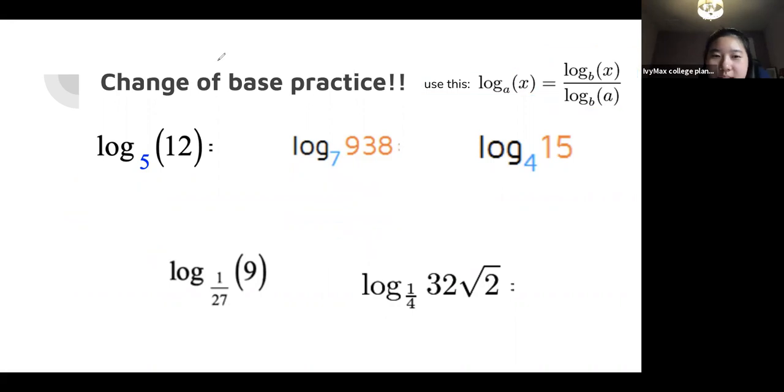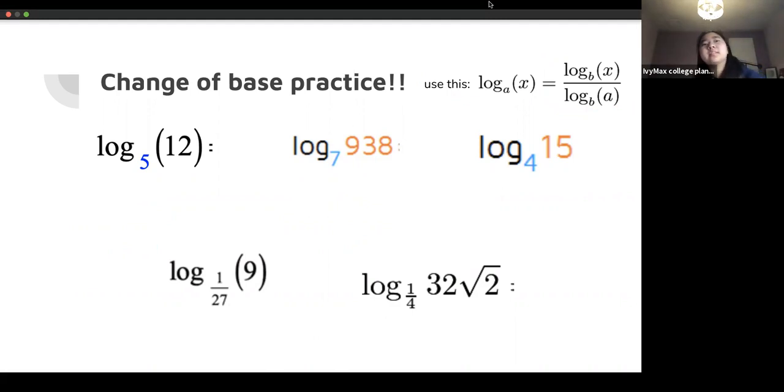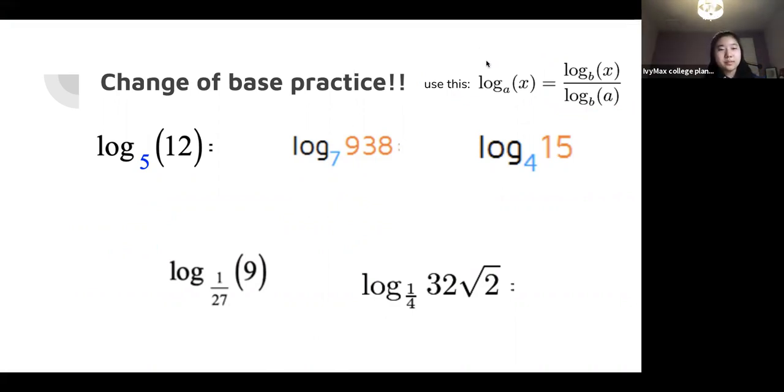Cool. So this one is not that hard, but I will still give you guys 1 minute. If you cannot finish in 1 minute, just pause the video anywhere and go ahead and finish your answers.